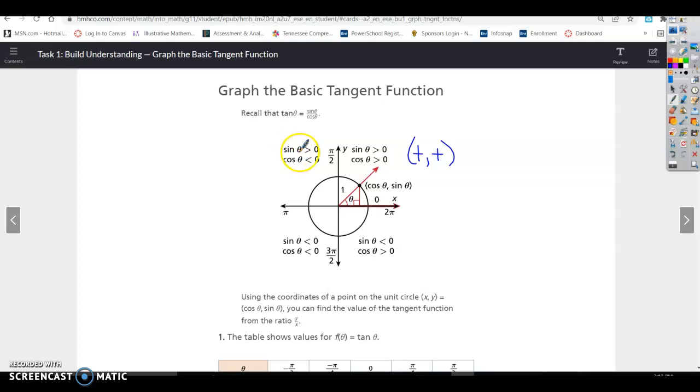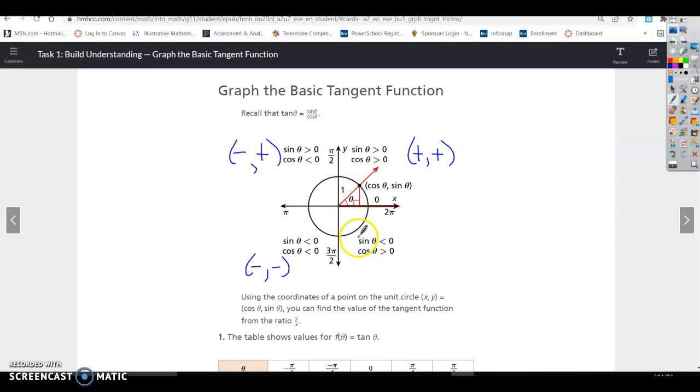This one's going to have a sine greater than 0 and a cosine less than 0. So remember, cosine is your x, sine is your y. So this one's going to be negative, positive. That makes sense because it goes left on your x's, which is a negative past 0, and then up is positive for sine. All right, so this indicates that in the third quadrant, they're both less than 0. So your signs for the third quadrant would be negative, negative.